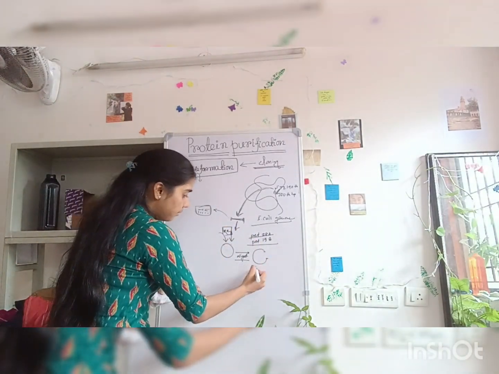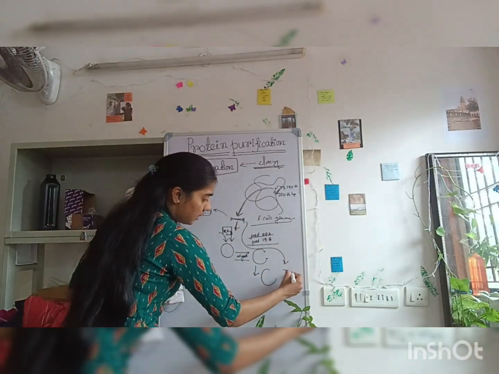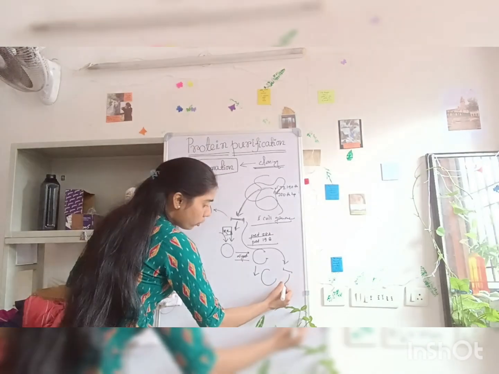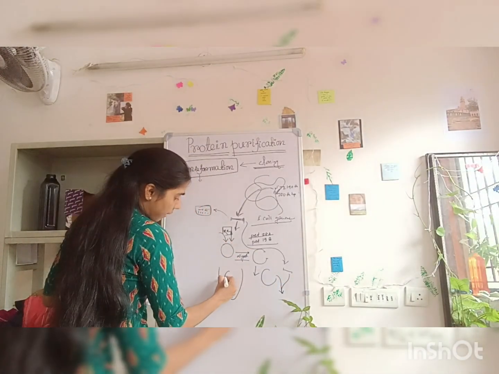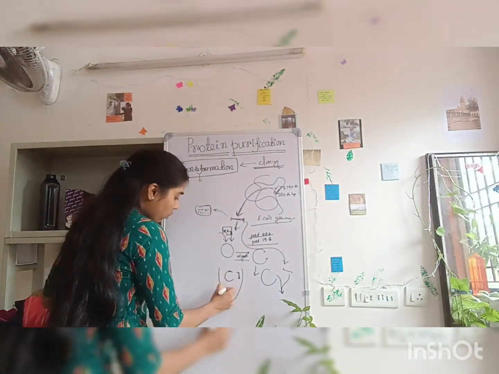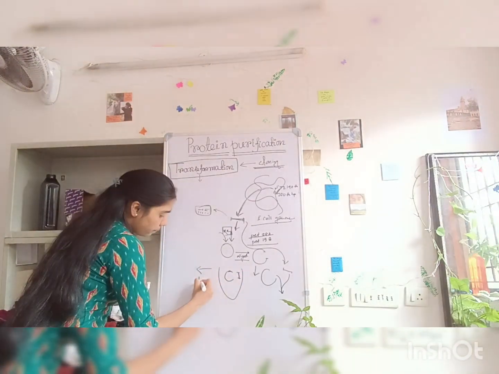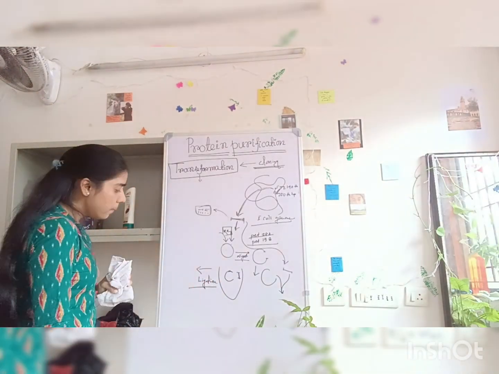Now we have this vector and we have this gene, right? Now we will put them together in a vial. So how will it look? There is a vial, we have this cut vector as well as that gene of interest. Now what will we do? Ligation. It is called ligation.